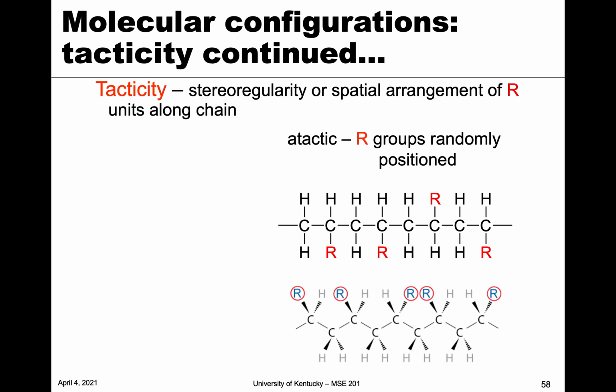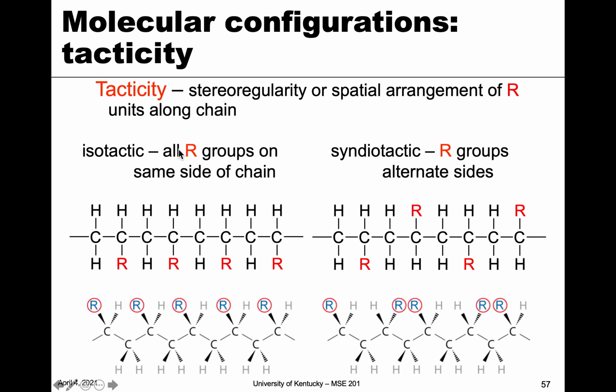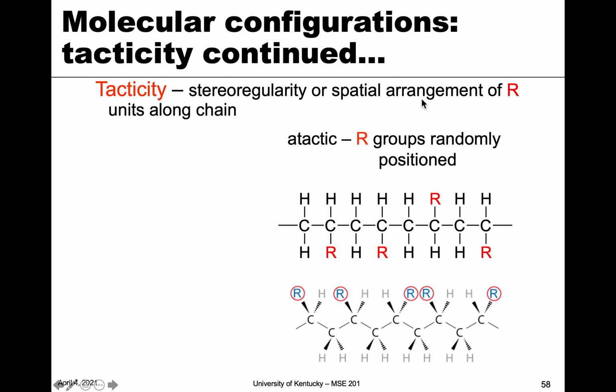And we can also have a tacticity where they're randomly positioned. So you see a couple here and then it flips, and it's just random as you go throughout the chain. And this is known as atactic. So not arranged spatially in a repeating manner. So those are the three tacticities that we can have: all on one side, alternating, or randomly positioned.